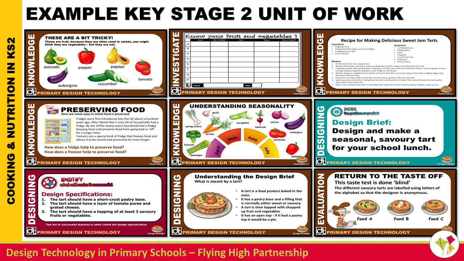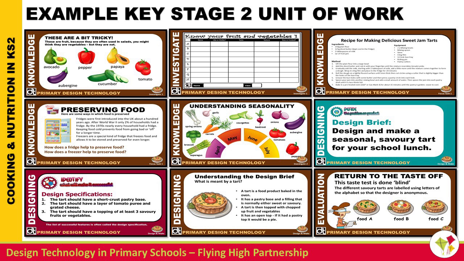In another example, this time from Lower Key Stage 2, children apply their knowledge and understanding of seasonality when designing and making a savoury tart. The project begins with children recalling and extending their knowledge of fruit and vegetables, particularly around knowing which food can be eaten raw and which needs to be cooked, and identifying their tastes as either sweet or savoury. In following a recipe to make jam tarts, children learn how to make short crust pastry, and that a tart is a pastry case with a filling made from fruit and vegetables.